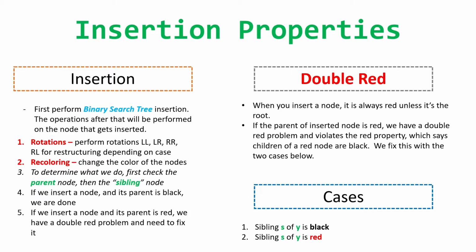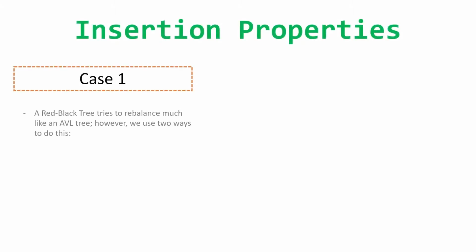So to fix this, there are 2 cases that we have to remember. If the sibling, which we label S, of Y, and Y is the parent of the inserted node, is black, then we do something. If the sibling of the inserted node's parent is red, then we do something else. All right. So there's two cases. Basically, we care about the sibling of the inserted node's parent. Okay. All right. Let's look at the first case.